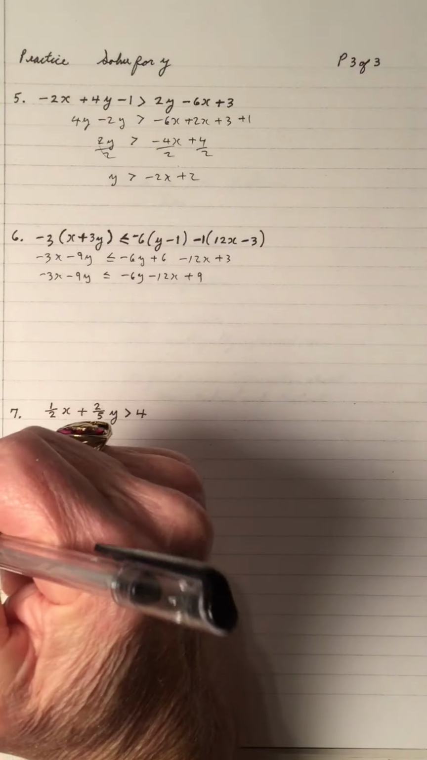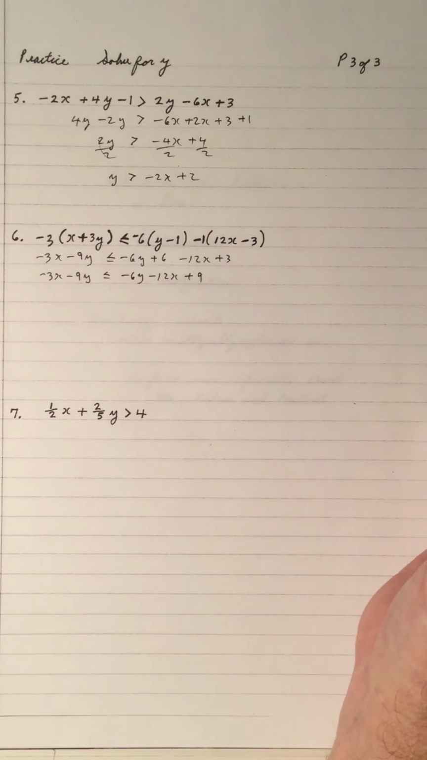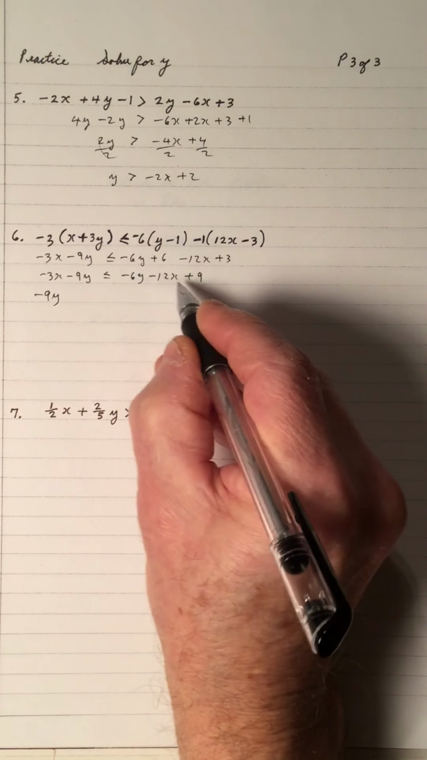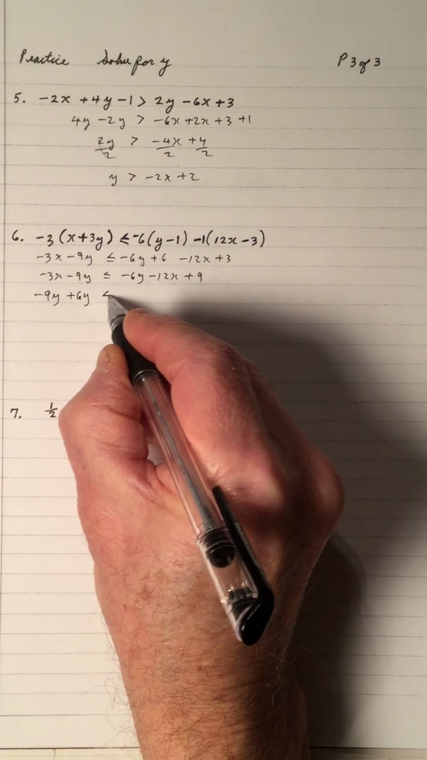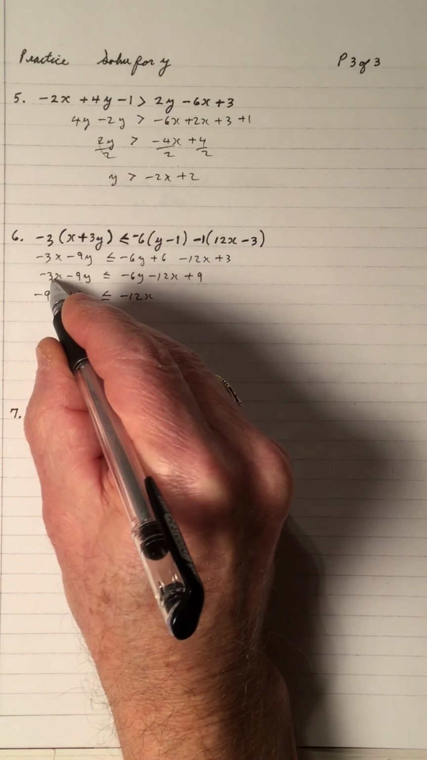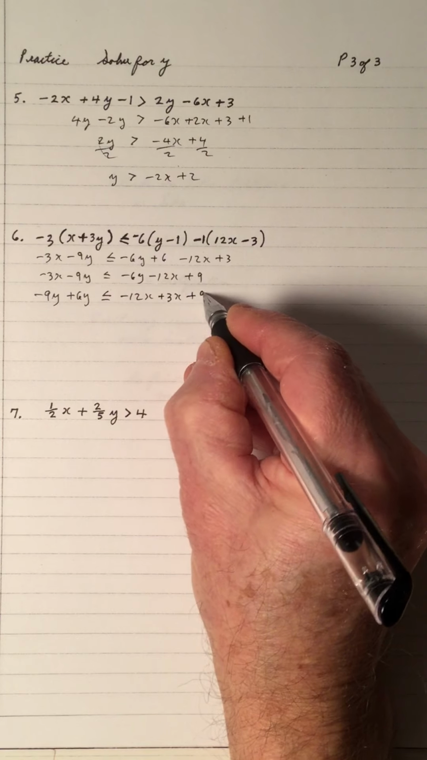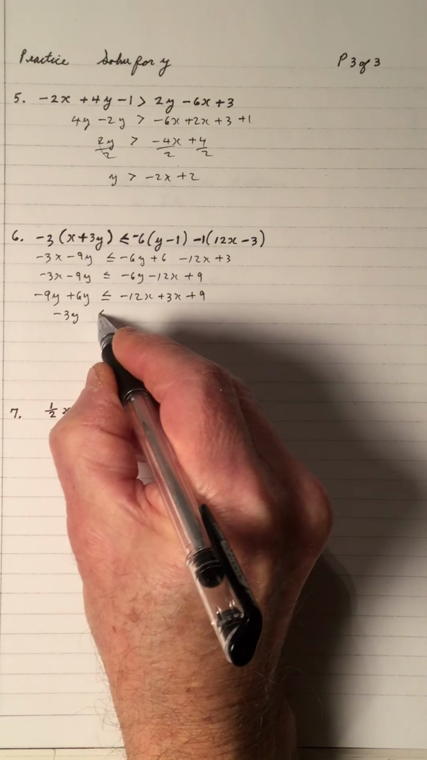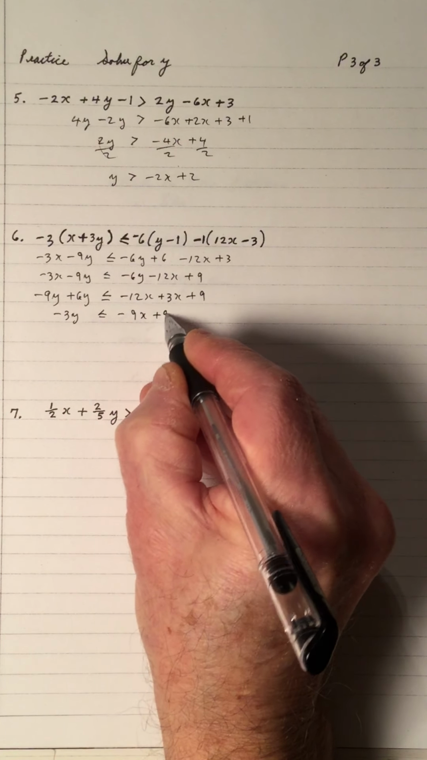But the y's are going to the left, and the x's and the numbers are going to the right because I'm solving for y. So negative 9y, that's a negative 6 becomes a plus 6y less than or equal to negative 12x. That's negative becomes a positive. And the 9 doesn't move, so it's positive. Simplify. Negative 3y less than or equal to negative 9x plus 9.